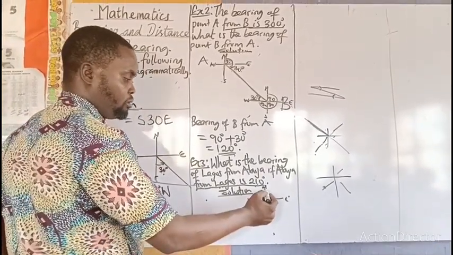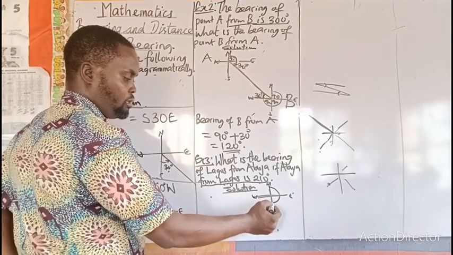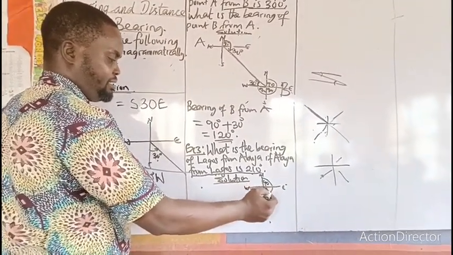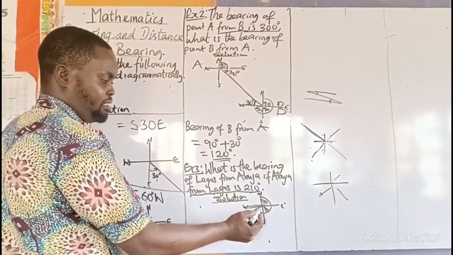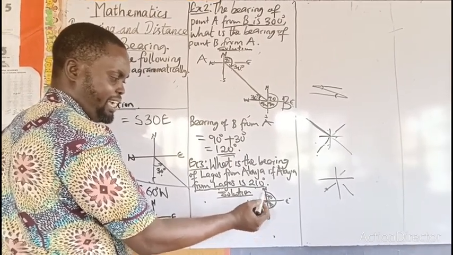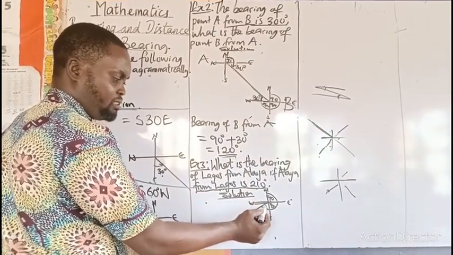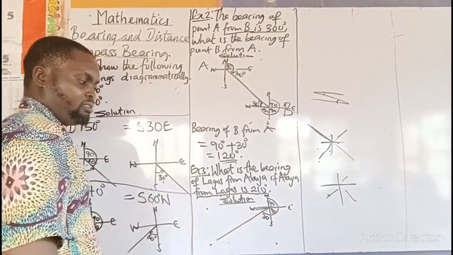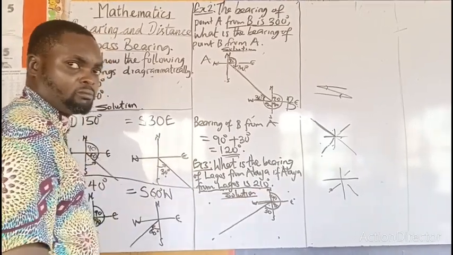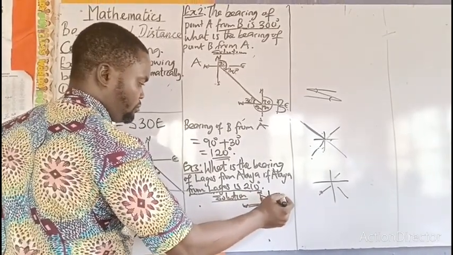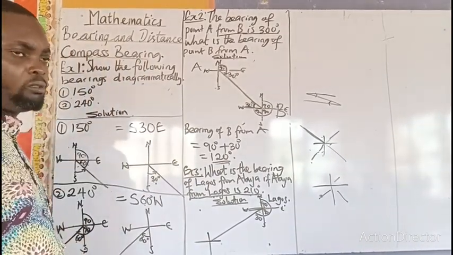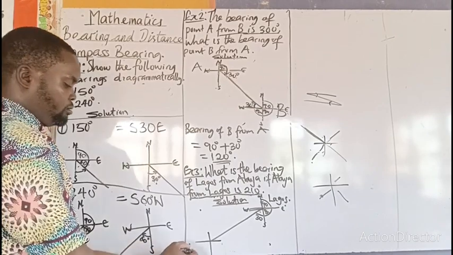So what do we do? So that we have 90. What will be in this place? 90, 90, 180. How many is remaining for it to be 210? 30 degrees. And what is this place? Then we have Abuja.